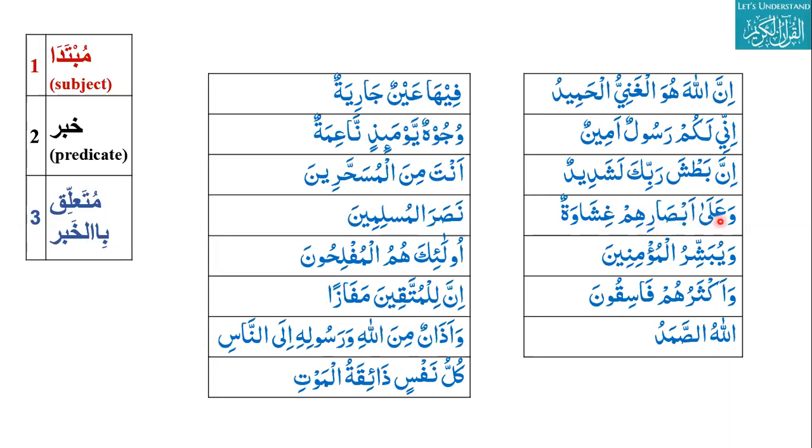وعلى أبصارهم is متعلق بالخبر because على is the jar majroor, no? أبصارهم, their eyes, their sights. This would be treated as mubtada, no? Because if you treat it as a khabar and this is mutallaq bil khabar, you cannot make a sentence. In a sentence there should always be a mubtada. So Ghishawa you can say is mubtada, ala absarihim is the mutallaq bil khabar.